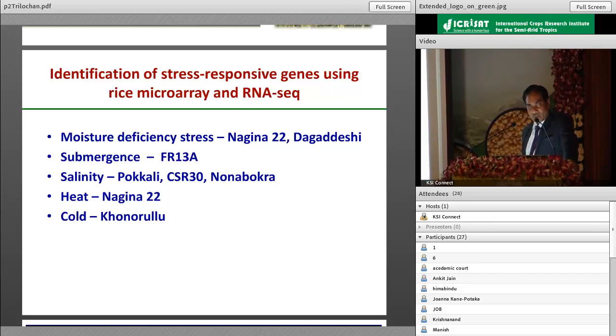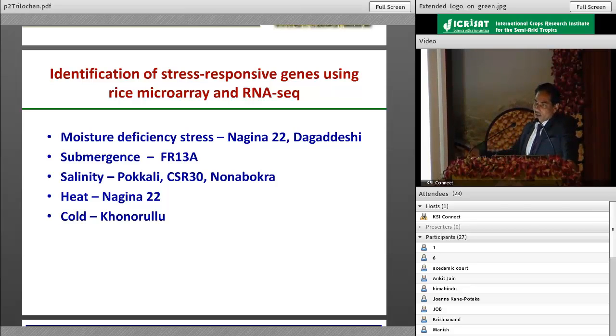Also, we are carrying out transcriptome profiling and sequencing, and also microarray-based profiling, not only for salt tolerance but also for other abiotic stress problems. For instance, moisture deficit stress, with Nagina 22 and Dagad Deshi, which are land races from India; submergence, with FR13A; salinity, with Pokkali, CSR 30 and Nona Bokra; and heat, with Nagina 22, internationally known, and Moroberekan. So we are taking these and contrasting them with susceptible types.